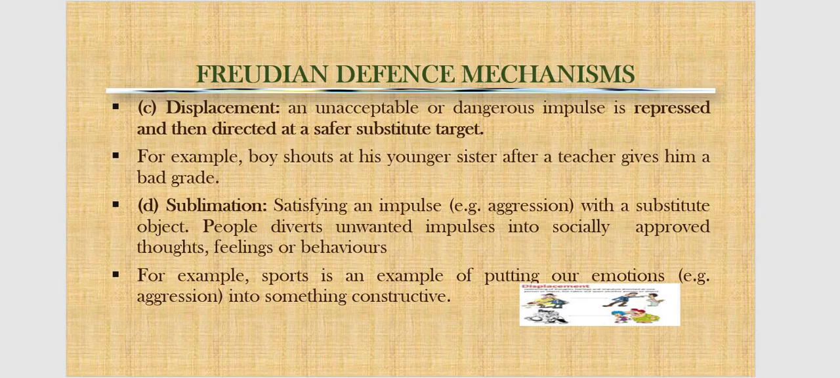And also, let's look at the next one, that is sublimation. And so sublimation too talks about you trying to substitute your emotions with what objects. You get? So here we say people divert unwanted impulses into socially approved thoughts, feelings, or behaviors. So for example, sports is an example of putting our emotions, and also writing a story about your anger instead of acting on it.